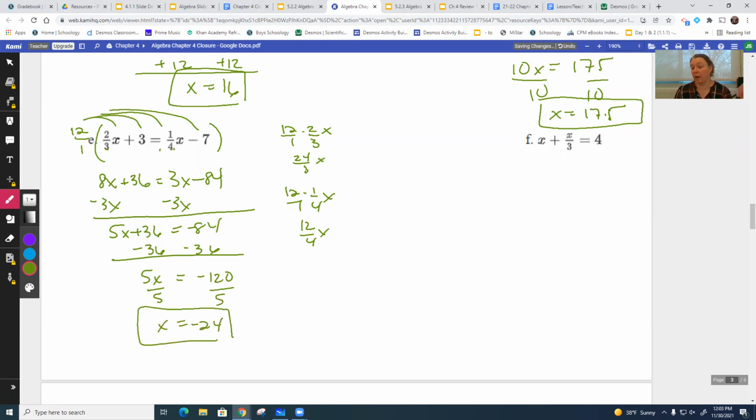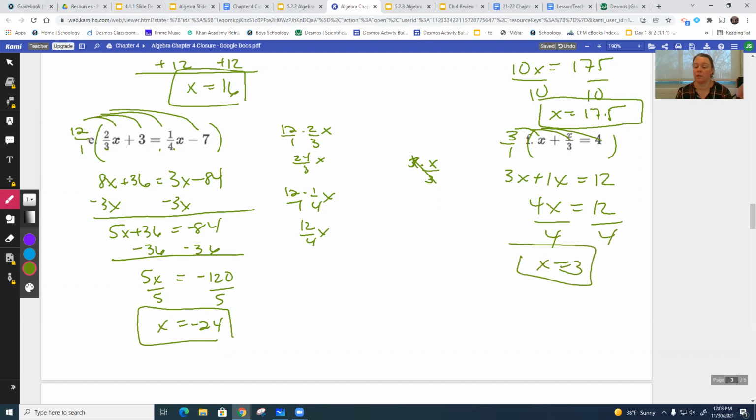All right, this one I see another fraction. I mean, I could add those, but I'm just going to multiply through by 3 and get rid of that fraction. So 3 times x is 3x. Plus 3 times x over 3 is just 1x, equals 3 times 4, which is 12. So then I have 4x equals 12. And then when I divide both sides by 4, I get x is 3.